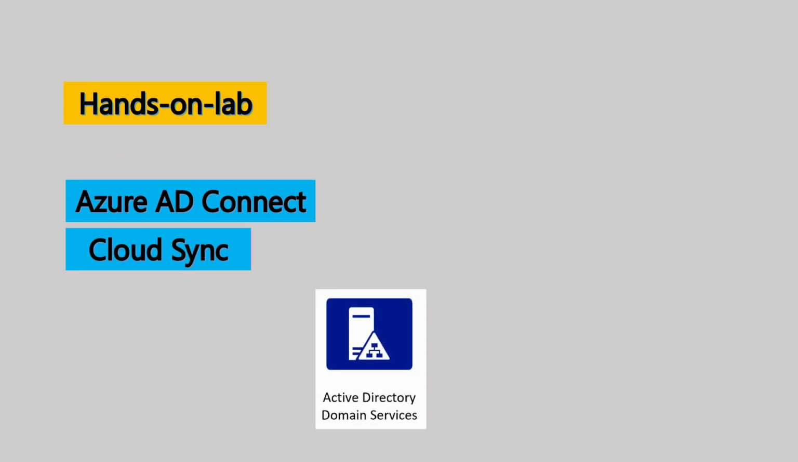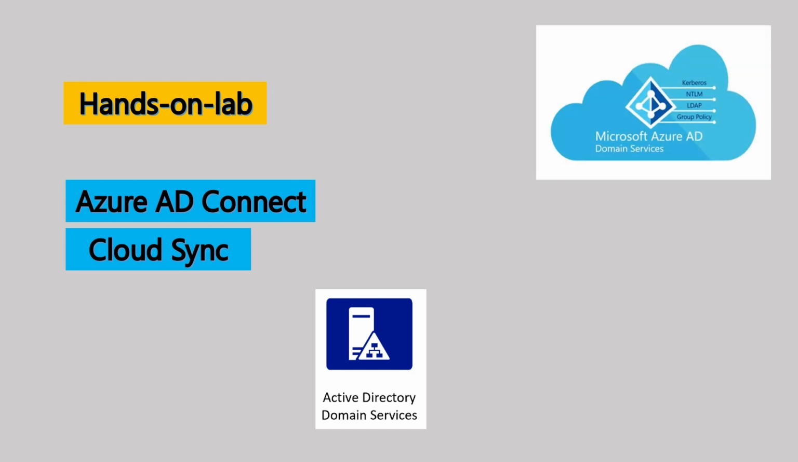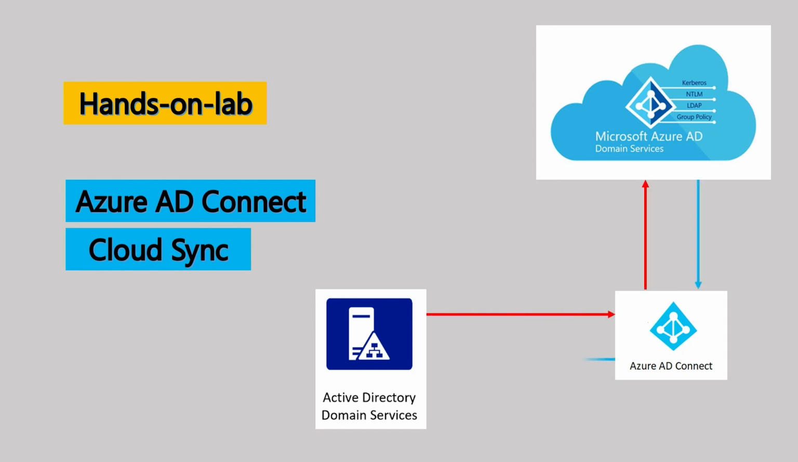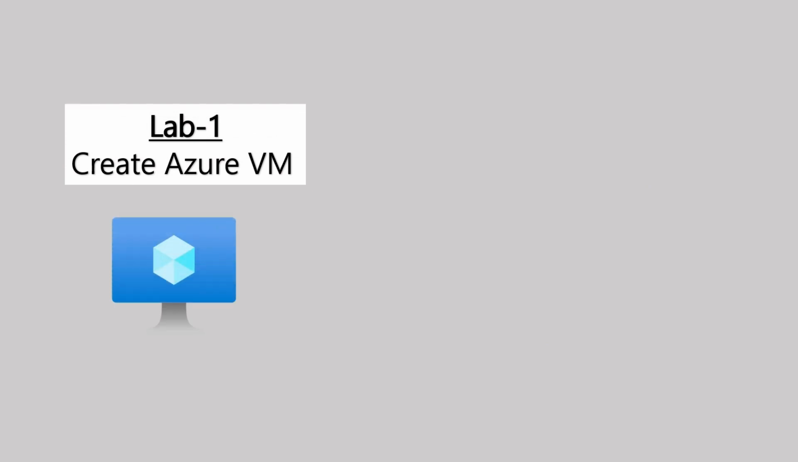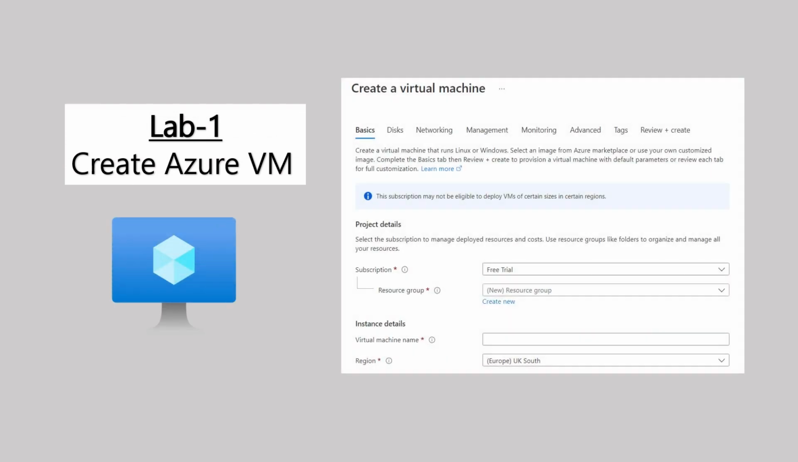So for that, as I told you, I will be having the Active Directory domain controller service and I'll be having the Azure Active Directory service. Here I will be using the Azure AD Connect service, using which I'm going to sync between on-premise Active Directory and Azure Active Directory, which is called a directory sync. So let's go to the first lab, that is create an Azure Virtual Machine in the Azure portal.